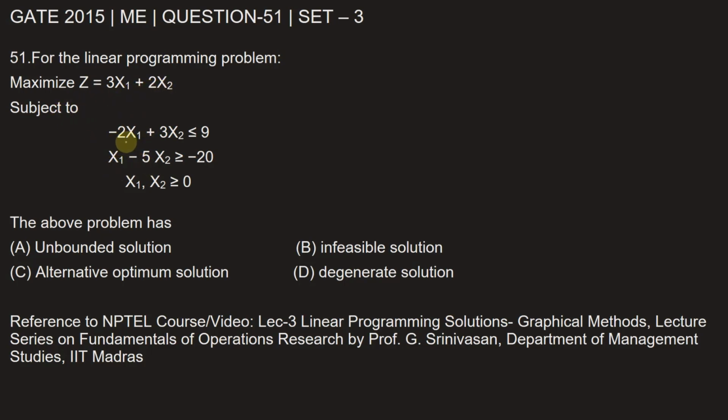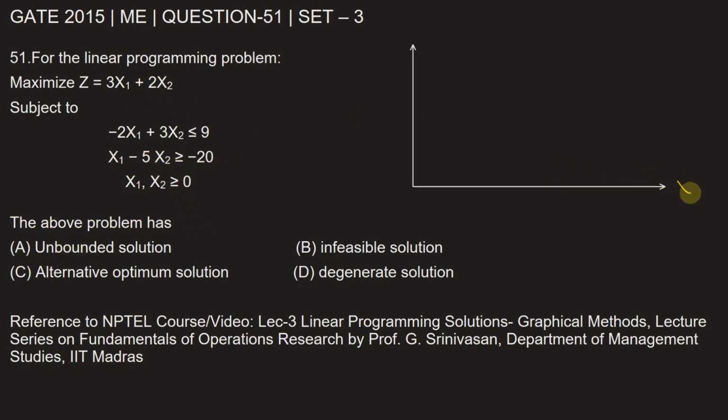are the constraints: negative 2x1 plus 3x2 should be lesser than or equal to 9, x1 minus 5x2 should be greater than or equal to negative 20, and x1 and x2 both are greater than 0. That means it lies in the first quadrant. Now the question asks, the above problem has what type of solution? Let's use the graphical method to solve this problem.